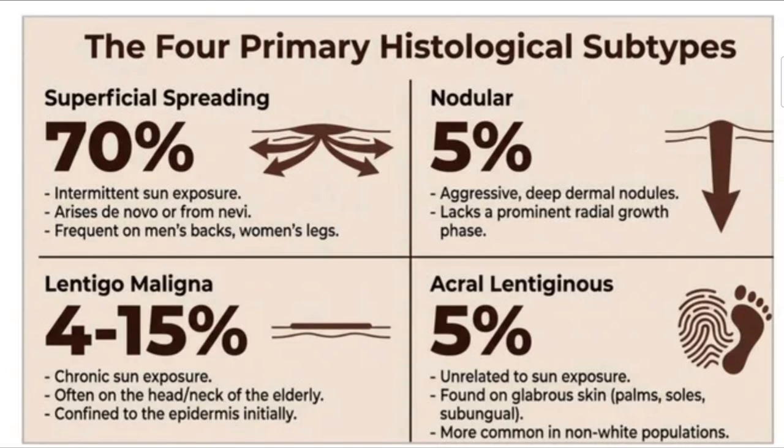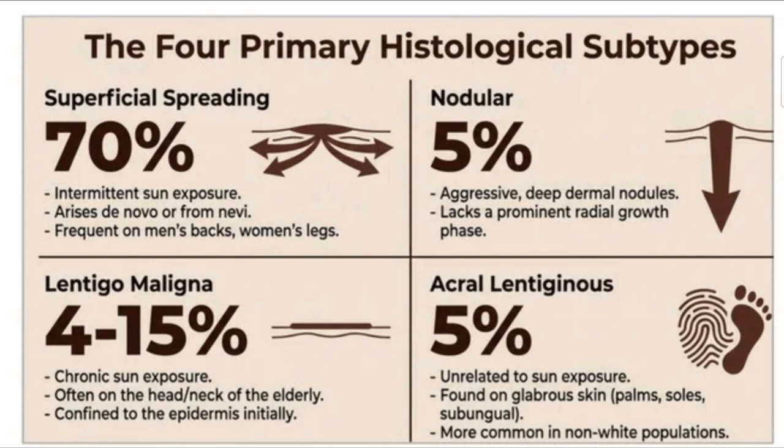Nodular melanoma. Key features: it constitutes about 5% of melanomas, the most aggressive subtype, and appears as a raised dark colored nodule. Growth pattern: there is little or no radial growth phase. It shows a vertical growth phase.